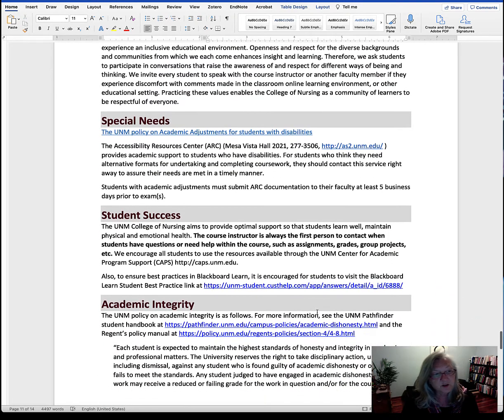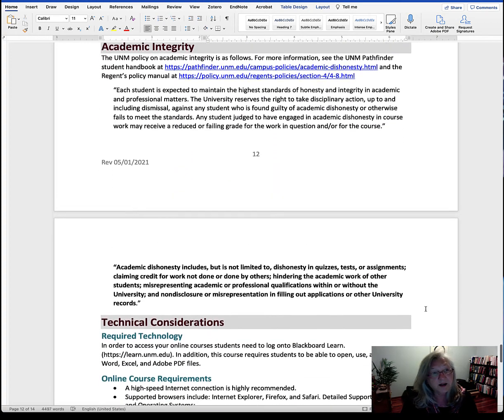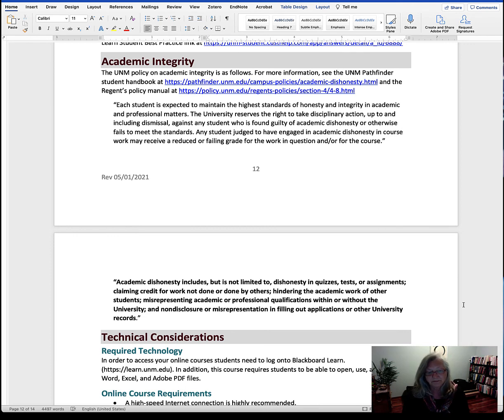There are statements in your syllabus on diversity and inclusion, special needs, and information on student success, and there are student success coordinators and advisors that can help you if that is needed. And then there is a statement on academic integrity.